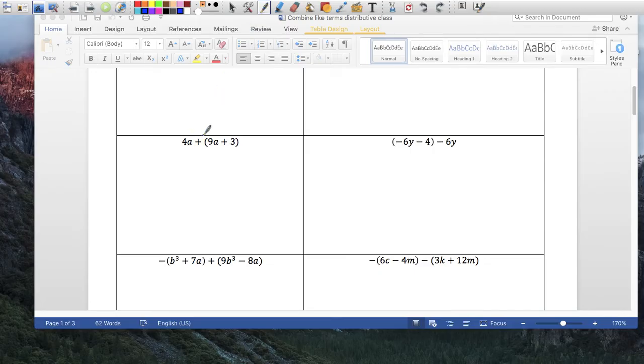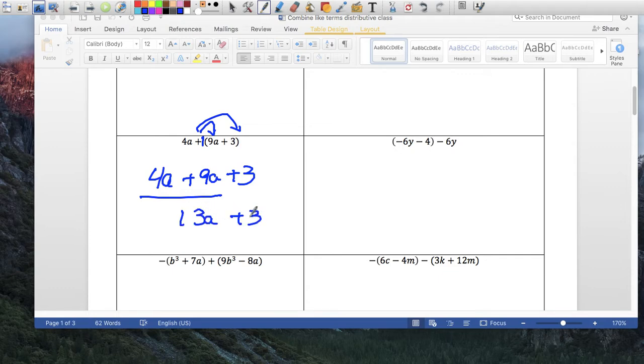4a squared. Remember the distributive property: there's nothing in front of the parentheses, so imagine there's a 1 there. Can I sneak in the 1 here? There's a 1 here. So 4a just stands waiting, and it's a positive plus 1. Positive times a positive is positive. So it's going to be 1 times 9a, which is just plus 9a. And positive 1 times positive 3 is just going to be positive 3. I combine these two and I get 13a plus 3.